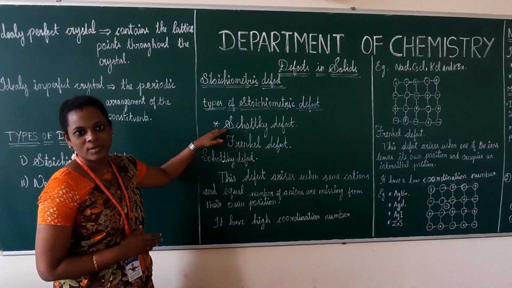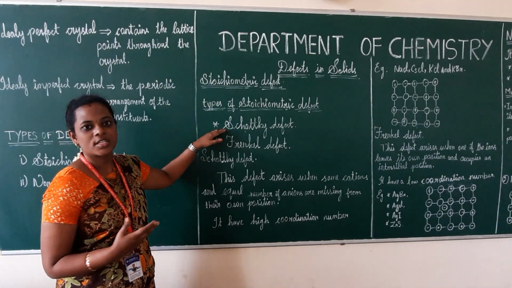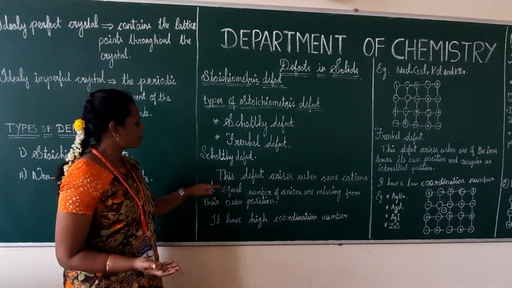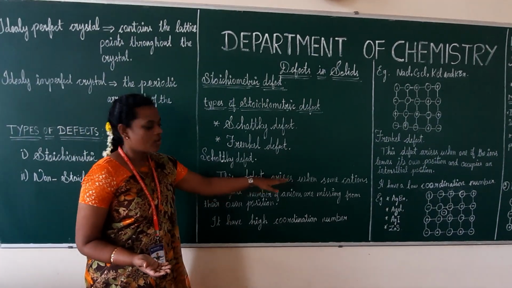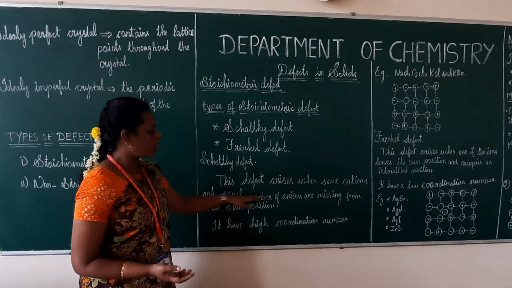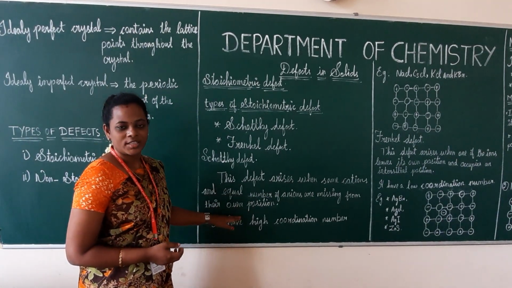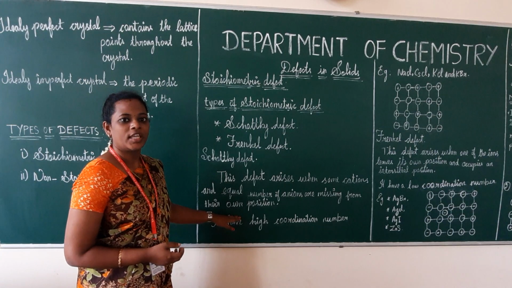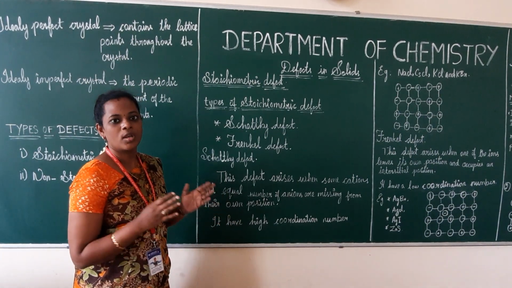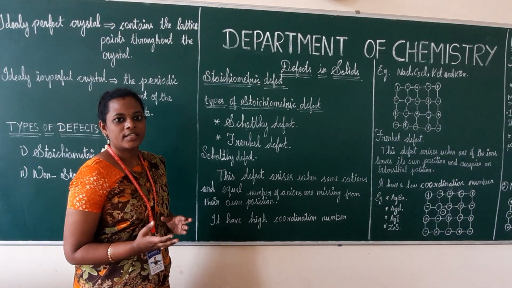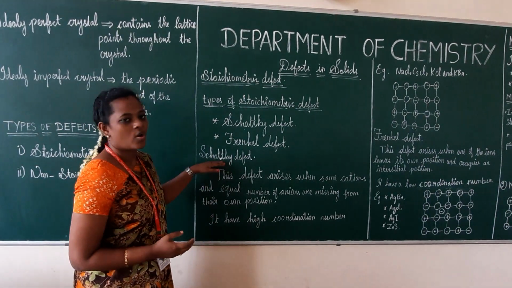So, the first one will be Schottky defect. What does the Schottky defect tell about the defect of crystal? This defect arises when some cations and an equal number of anions are missing from their own position. So, this defect says that when an equal number of positive and negative ions are missing from the lattice site, then that defect is defined as Schottky defect.